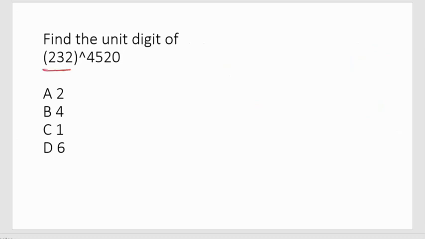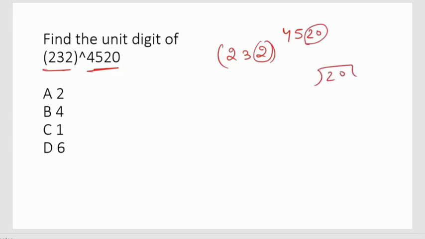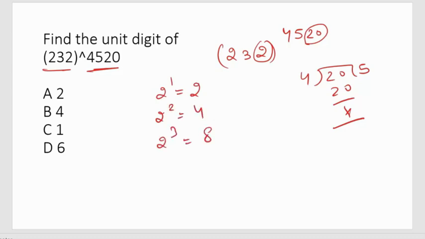Next question. So see, again there is 2. Yes, this question is very interesting because 232 raised to power 4520. See, every time now we are getting a remainder, right? But what about this? See, 2 is there. So it means the cycle of 4. But when I divide 20 by 4, it gives me 0 remainder. What does it mean? So this is very simple. See, always this is the cycle of 4. 2 raised to power 1, 2. 2 square, 4. 2 cube, that is 8, right? 2 raised to power 4, that is 6.